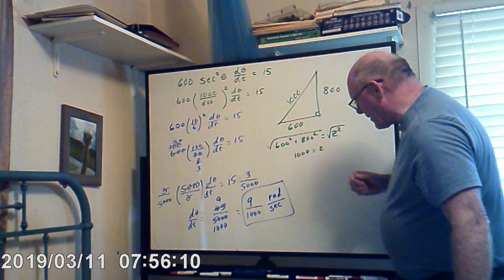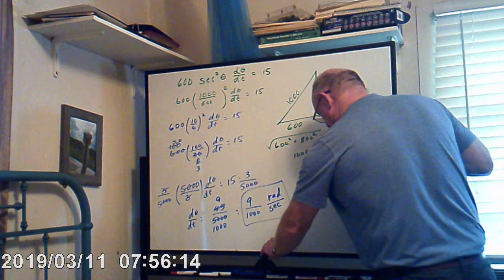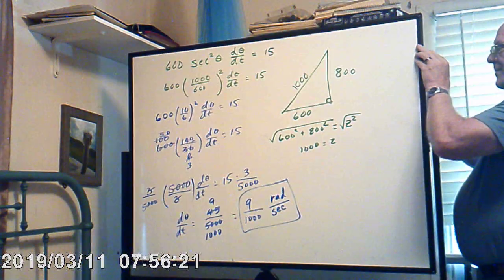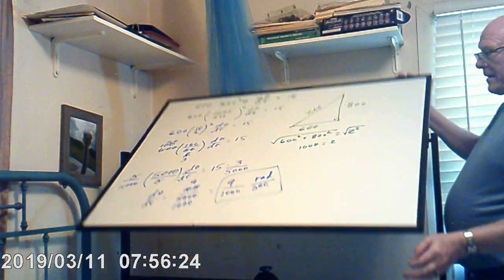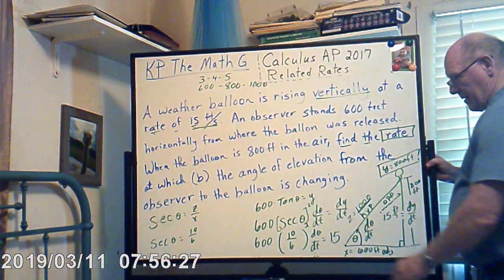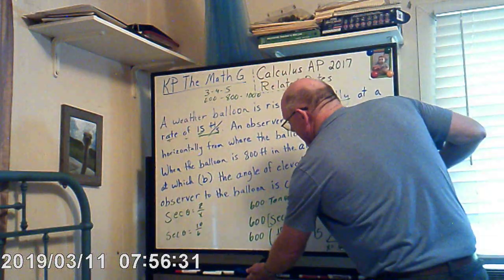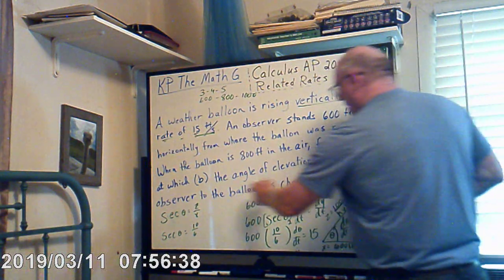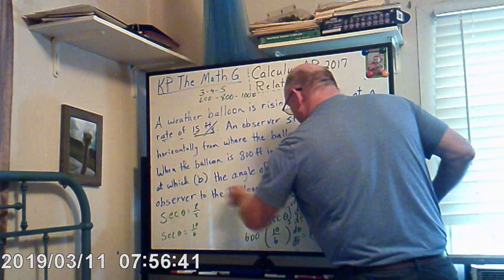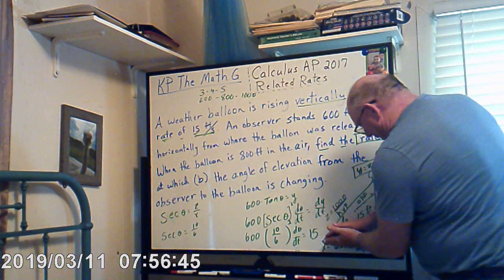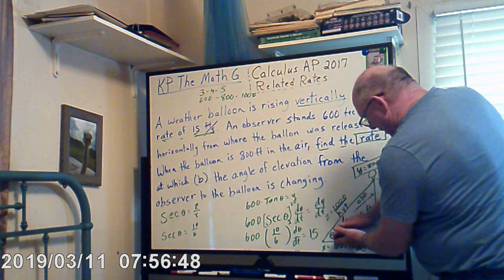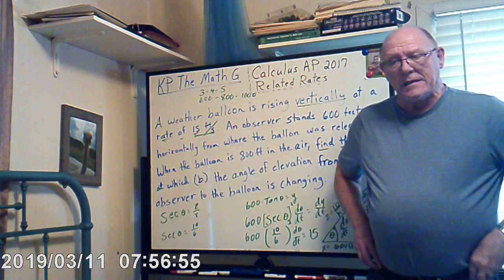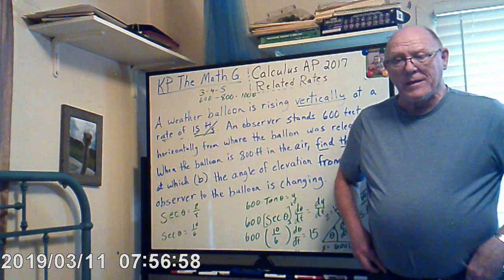So what does it say? What did we just find? Let's go back over here. It is saying, find the rate at which the angle of elevation from the observer to the balloon is changing. So how fast is theta changing? That is d theta over dt. So I want to say we did 9 over 1,000 radians per second. And that's how you do that.